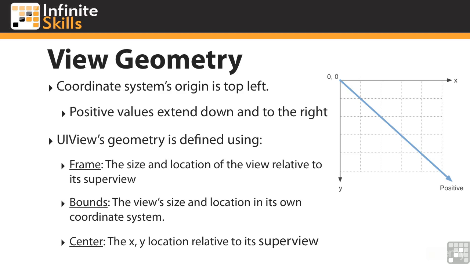So as we're building user interfaces, this is what we most frequently use to lay out that parent-child relationship. The bounds defines the size and location in its own coordinate system, so this is most useful when we're creating subclasses of UIView, and we want to lay out the various components within it relative to its own coordinate system. We'll use the bounds. And then the center point defines the X and Y location relative to its superview.